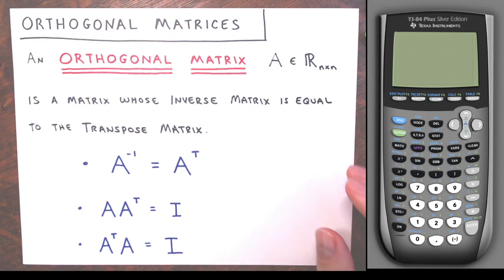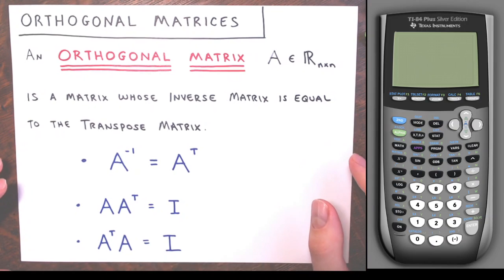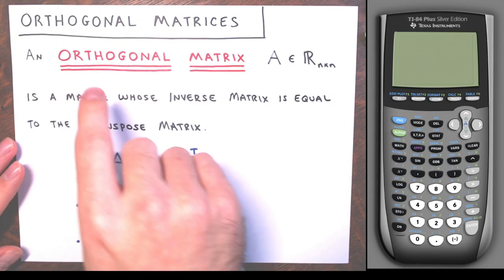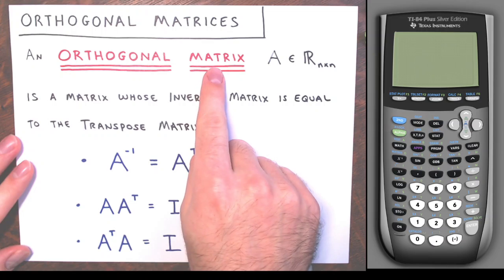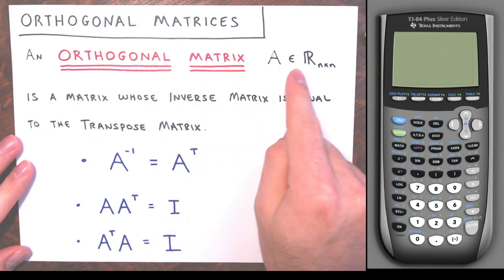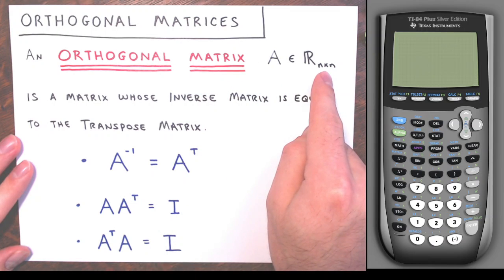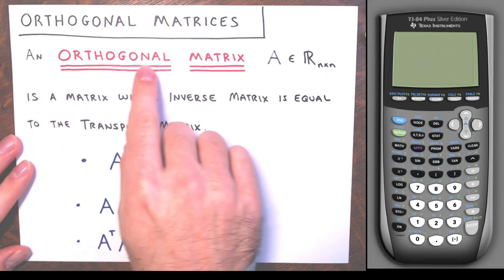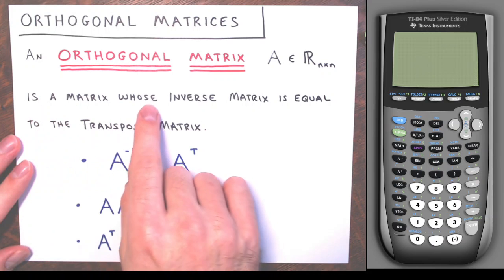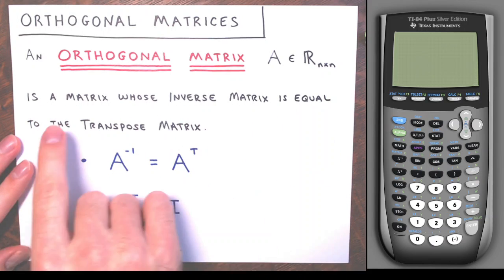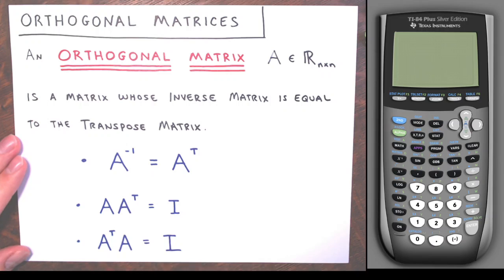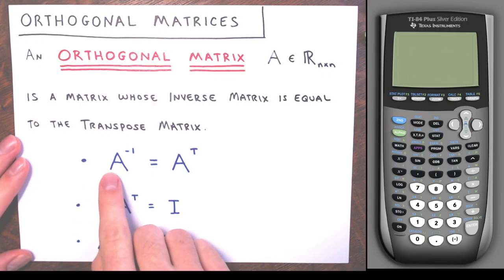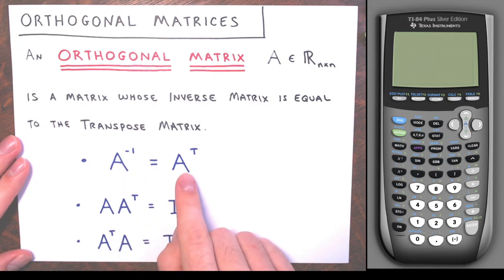So first, what does it mean for a matrix to be an orthogonal matrix? An orthogonal matrix is a matrix A that is square, some n by n matrix with real entries, whose inverse matrix is equal to the transpose matrix. So it's a matrix whose inverse is equal to its transpose. Remember the transpose, you just switch rows with columns.